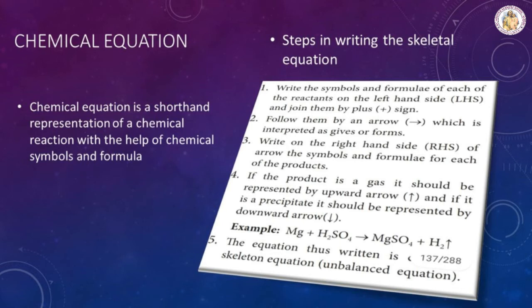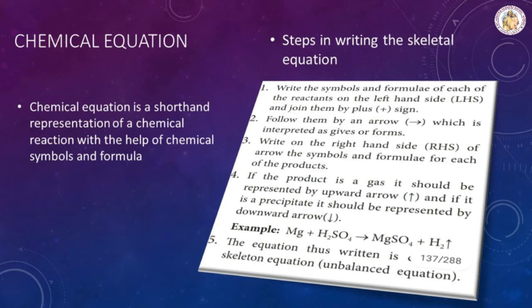Then, if the product is a gas, it should be represented by an upward arrow, and if it is a precipitate, it should be represented by a downward arrow. Example: magnesium plus sulfuric acid gives magnesium sulfate and hydrogen gas. So here the magnesium and sulfuric acid are the reactants, two reactants with the plus sign. So after reacting, it gives.